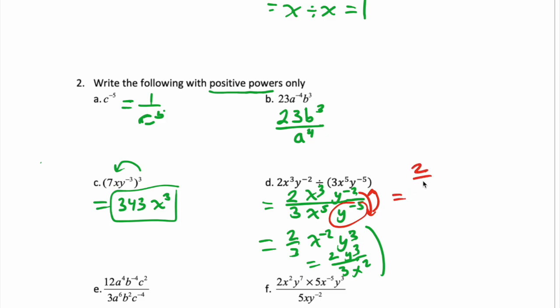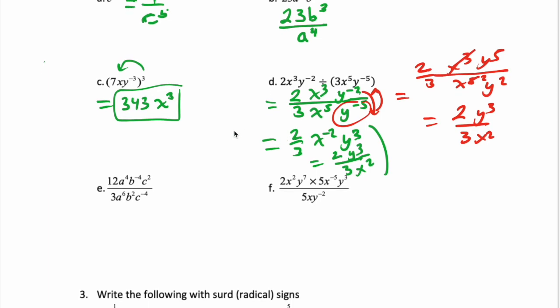And you've got 2/3 x cubed, y to the power of 5, x to the power of 5, y to the power of 2. Now when you've got x cubed and x to the power of 5 down here, you can cancel through the 3 of them here and 3 of them there, and then you just get 2y to the power of 3 over 3x squared, same thing, right? So there's a couple ways to go about that.